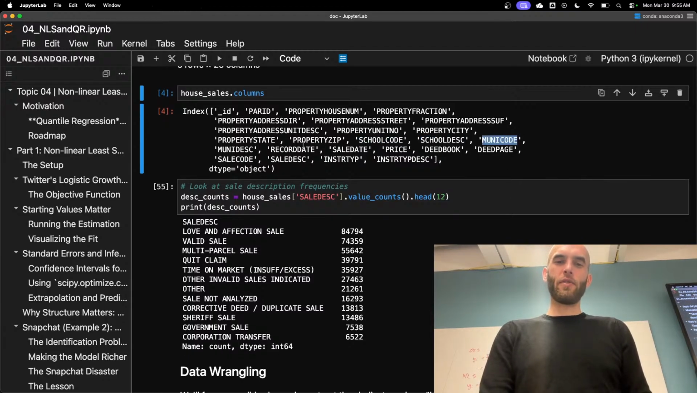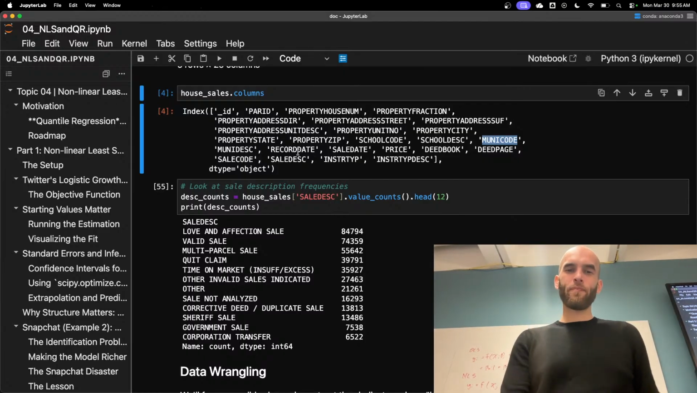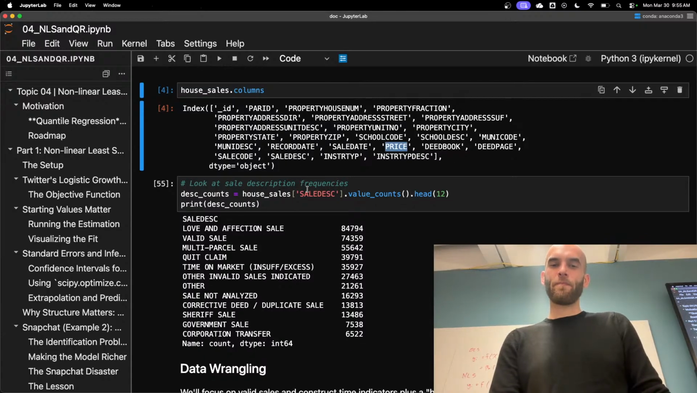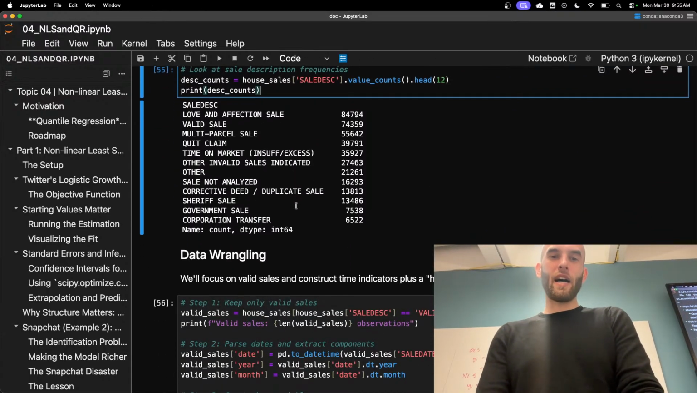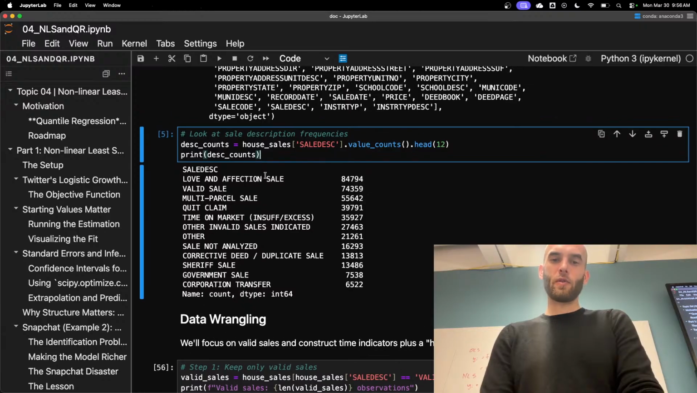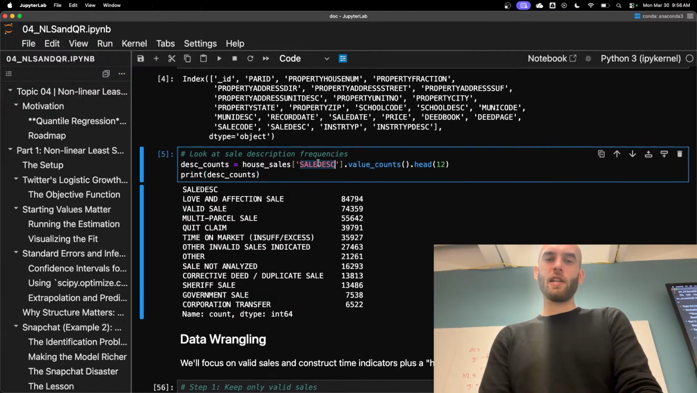Where you are in the municipality, the date of sale, the price, and then some other information. And then you can just go through and think about the different characteristics of the data. So this is just the sale description. So how it was sold.